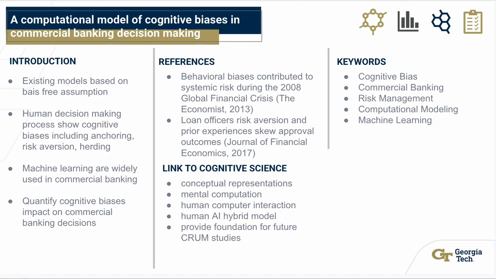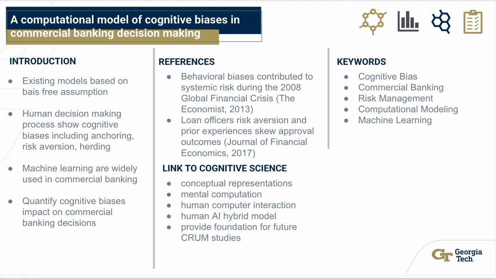This paper is about a computational model of cognitive biases in commercial banking decision-making process. There's a couple of reasons why this research is important, because in the current situation, banks using machine learning and AI algorithms are based on bias-free assumptions.